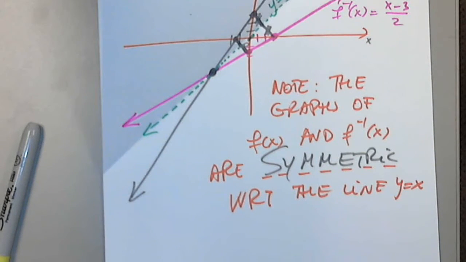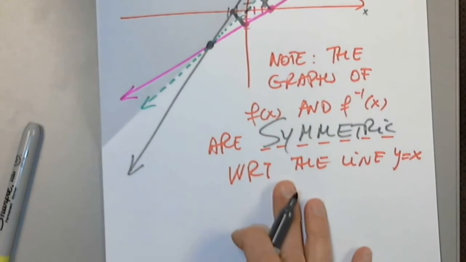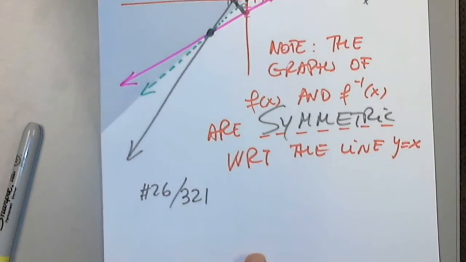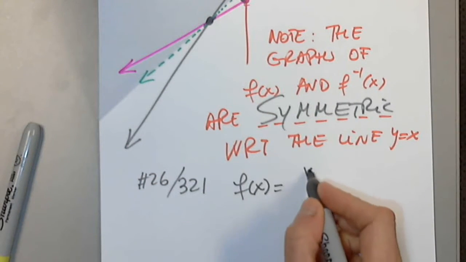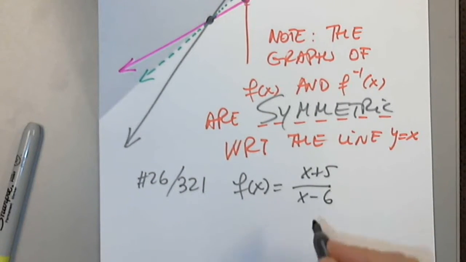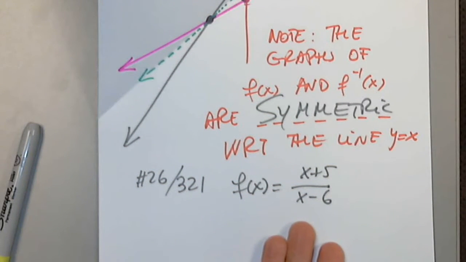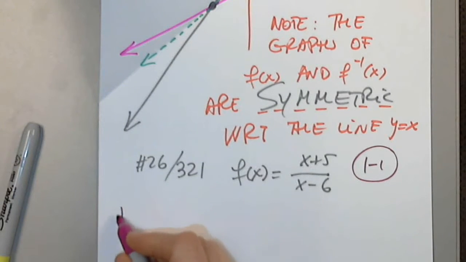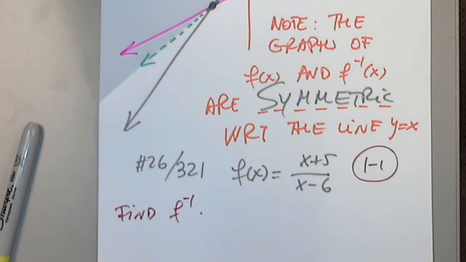Okay, I would like to determine one more, because you will find this in my math lab. Determine one more inverse function. Let's say 28 or 26 on page 321. We are given f of x, which is x plus 5 over x minus 6. We are told we are going to study this function in chapter 3. We are told it's 1-to-1. We are told find f inverse.